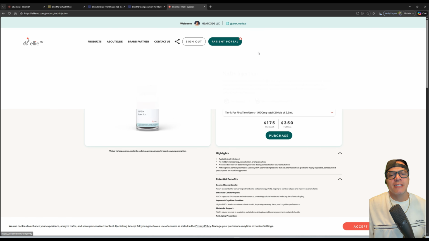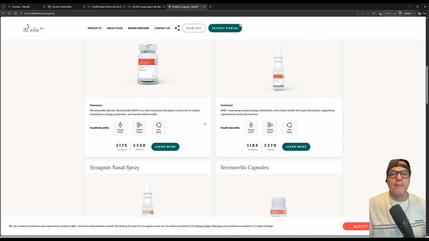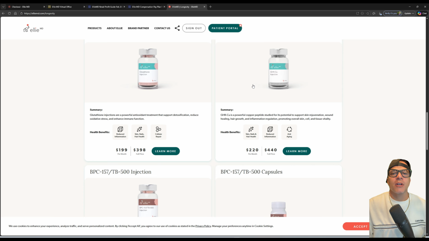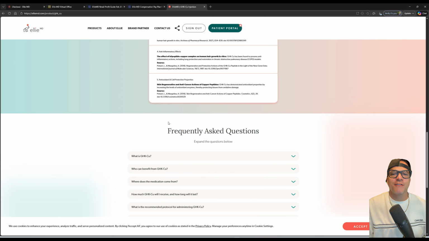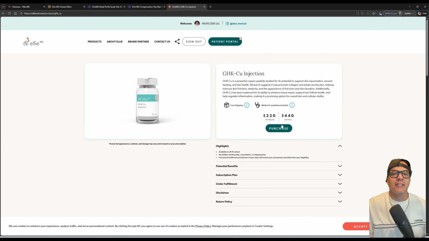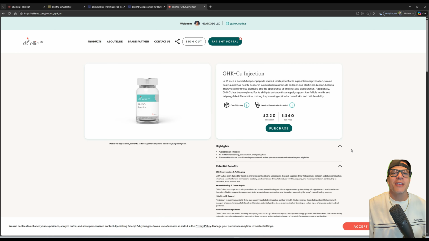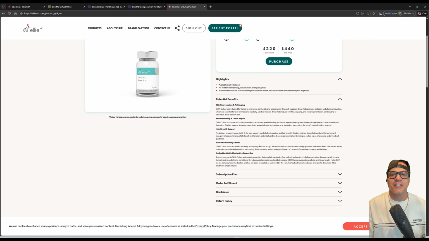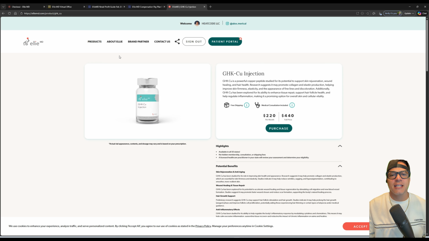Next one we're going to highlight is GHK-Cu. This is described as the copper peptide that may support collagen and elastin production, skin firmness, elasticity, wound healing, tissue repair, hair follicle health, and inflammation balance. This is one of the beauty meets repair conversations. It's about healthier looking skin, better support for healing, and hair support. Just think hair, skin, and nails from the inside out.